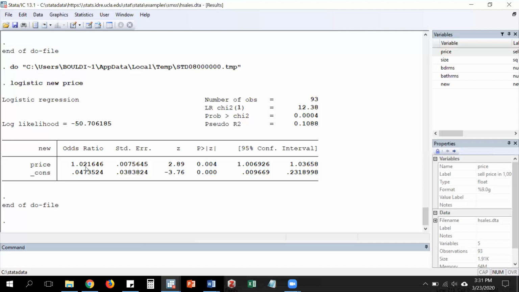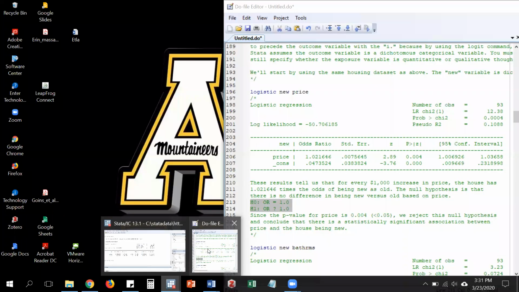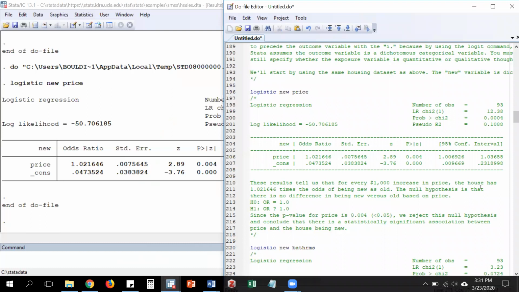So it's a small change, but you can imagine then as you increase by $10,000 or $20,000, that odds ratio gets larger. So a small but statistically significant increase in the odds that a home is new versus old for every $1,000 in price increase, or in higher price, because these are sale prices.